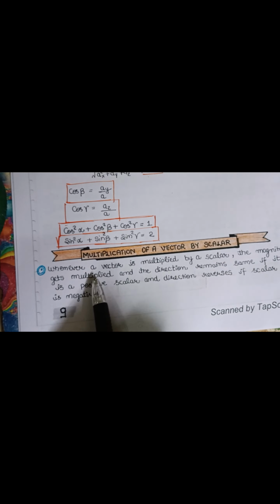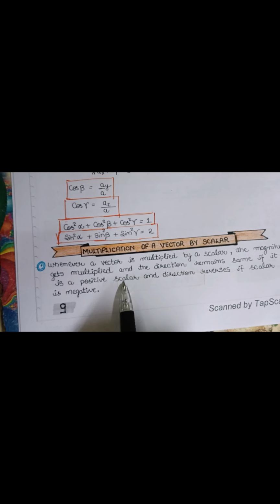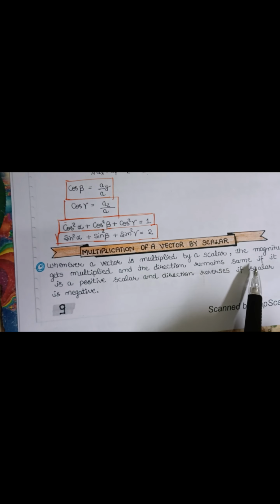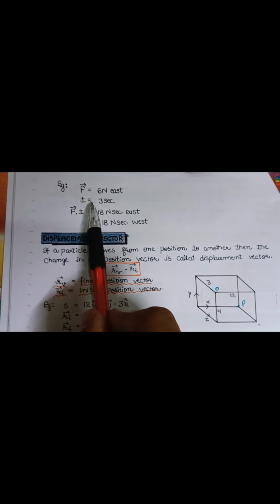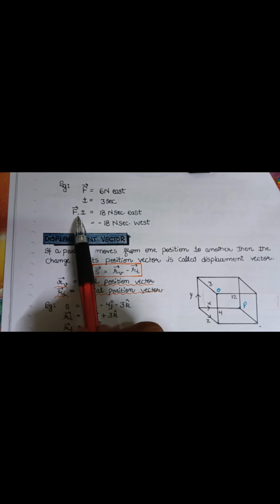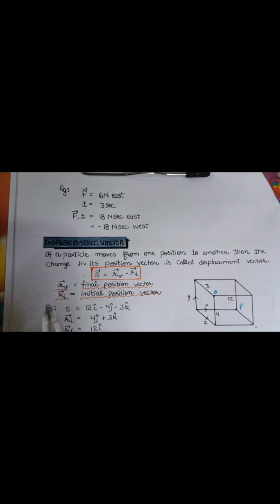Multiplication of a vector by scalar. Whenever a vector is multiplied by a scalar, the magnitude gets multiplied and the direction remains same if it is positive scalar, and direction reverses if scalar is negative. For example, F vector is equal to 6 Newton east and time is equal to 3 seconds, then F vector dot t is equal to 18 Newton seconds in east or minus of 18 Newton seconds in west.